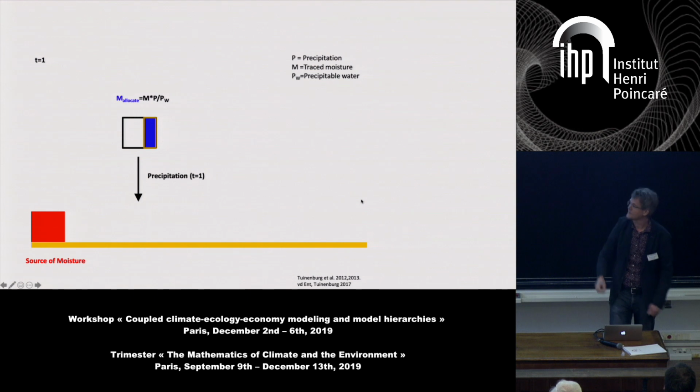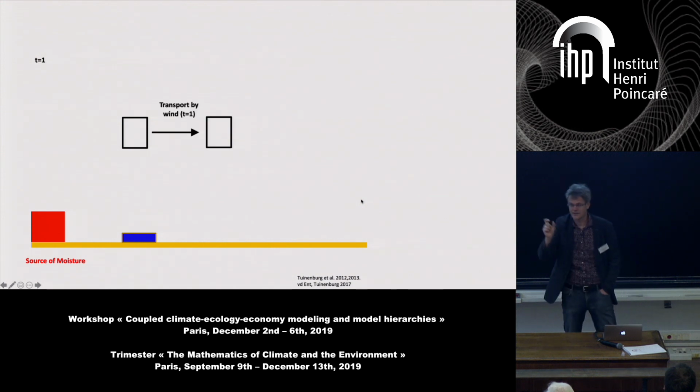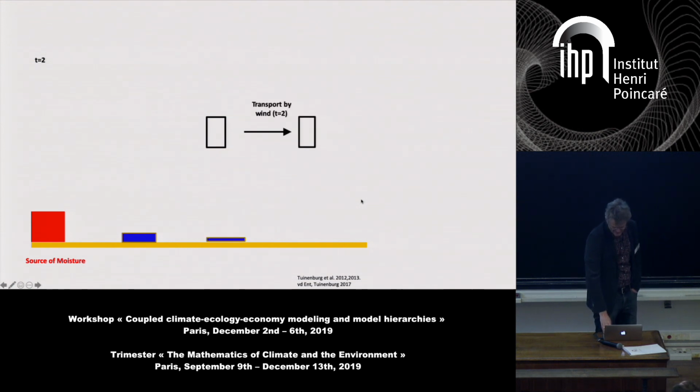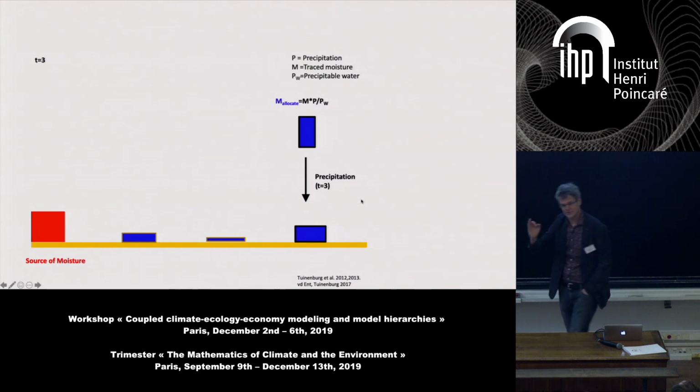A part of that can precipitate out to the land, so it falls on the land, and the rest of the water is transported further away and goes to the second time step, where it can also allocate something. This depends on all kinds of parameterizations, etc. And then it moves further and further. So this is how we can track the moisture.